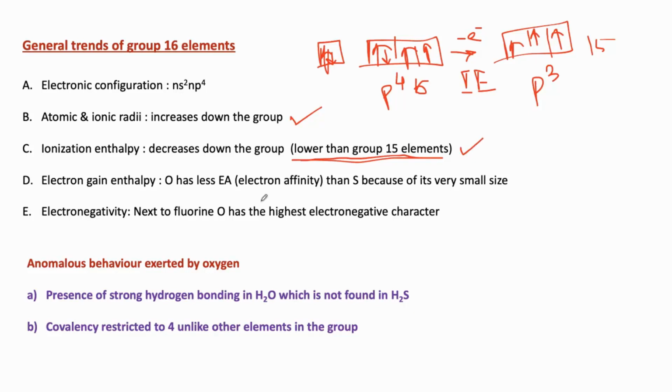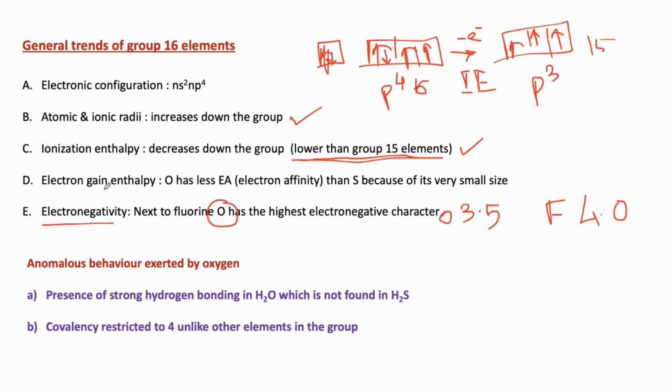And another factor is coming here, the electronegativity factor. Here you can see the oxygen atom has a Pauling scale electronegativity of 3.5. It is just less than fluorine, because fluorine is the highest electronegative element, having electronegativity 4.0, and oxygen has electronegativity 3.5. So it has a very high electronegative character.